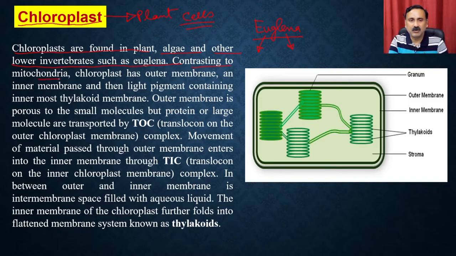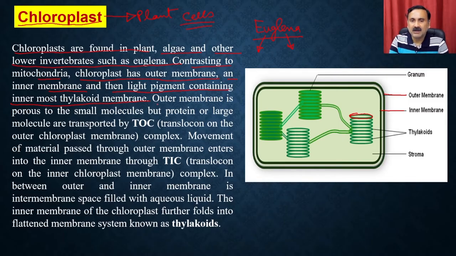In contrast to the mitochondria, the chloroplast has an outer membrane and an inner membrane, and then the light pigment-containing innermost thylakoid membrane. What you see here is a typical structure of the chloroplast. It has the outer membrane, then the inner membrane, and inside this inner membrane you have the thylakoid membrane. These thylakoid membranes contain the light pigments.